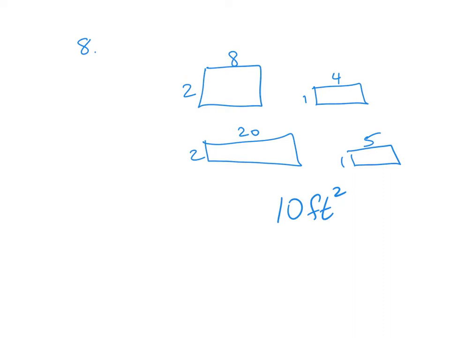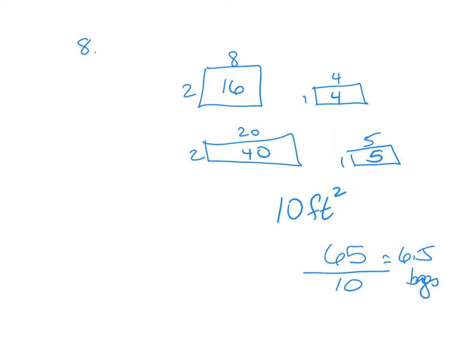All right, so we got 16, we got 4, we got 40, and we have 5. Everybody understand where I got those numbers, the area of those squares or rectangles? So that's 65. When I divide 65 square feet by 10, I get 6.5 bags. So how many bags do I need? 7. You got to go to 7. And then you can do what Austin says and spread the half bag over a couple.